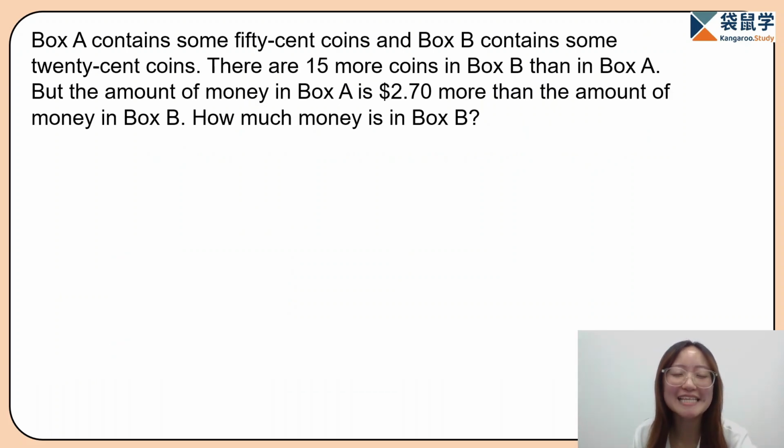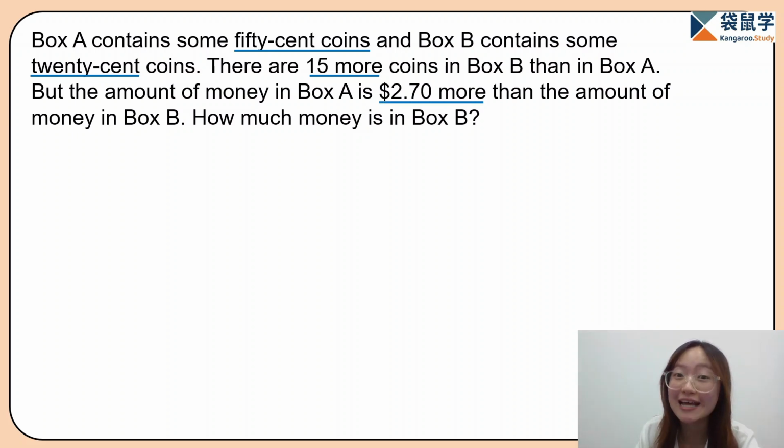Box A contains some 50-cent coins and box B contains some 20-cent coins. So box A only contains 50-cent coins. Let's underline this and this. There are 15 more coins in box B than in box A. But the amount of money in box A is $2.70 more than the amount of money in box B. How much money is in box B?